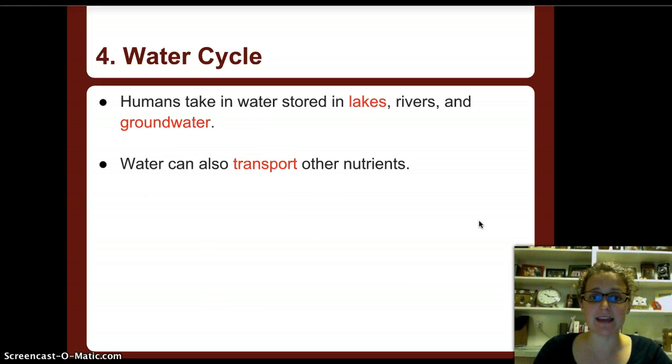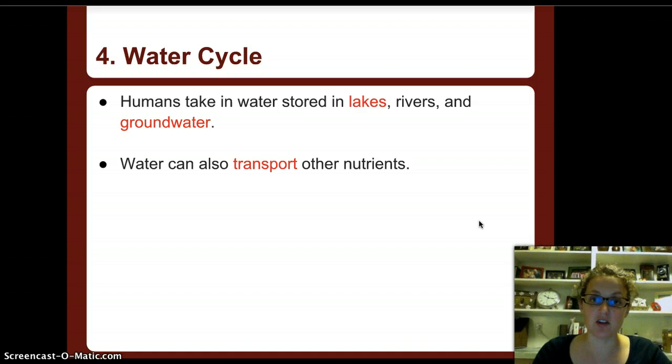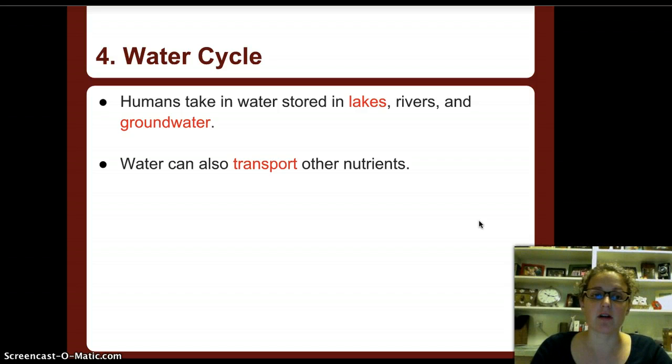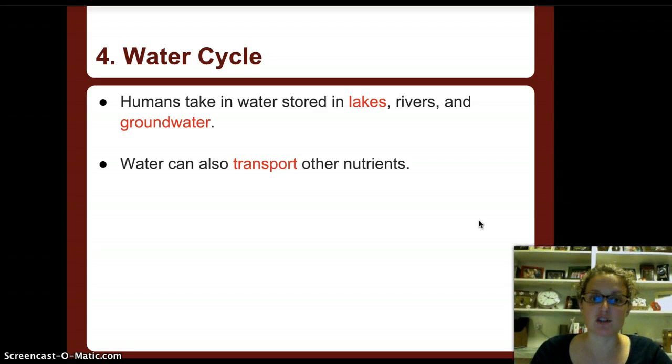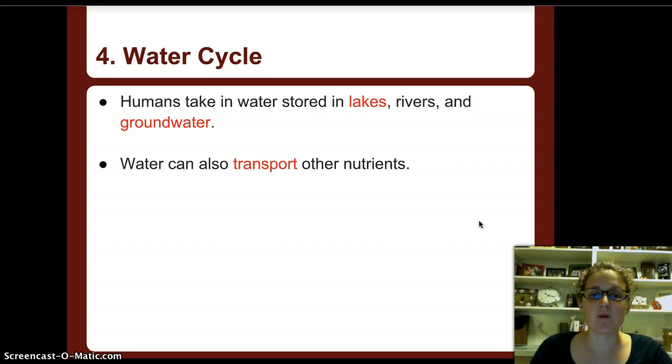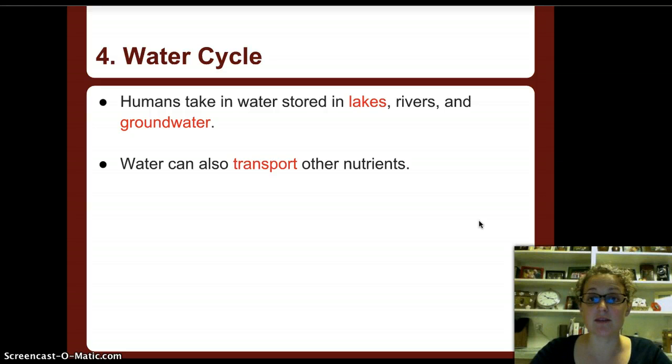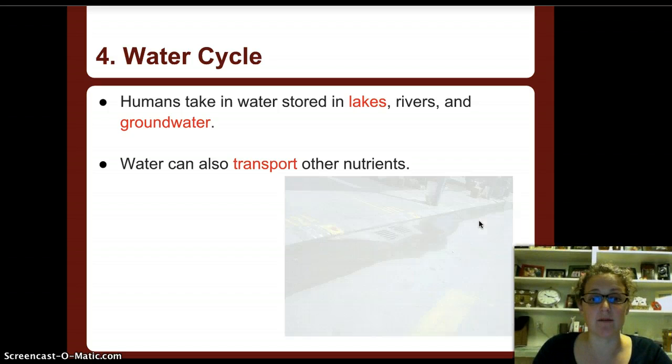So humans take in water stored in different places, fresh water. And they take it from lakes, rivers, and most of the water that we're getting on a global scale is actually from groundwater, or not most, but a large percentage. Water can also transport other nutrients, so it becomes really important when we talk about soil or when we talk about pollution, because water can move pollution as well.